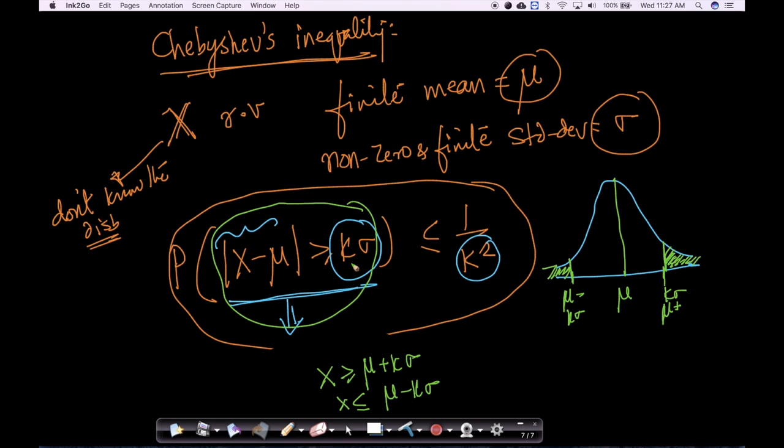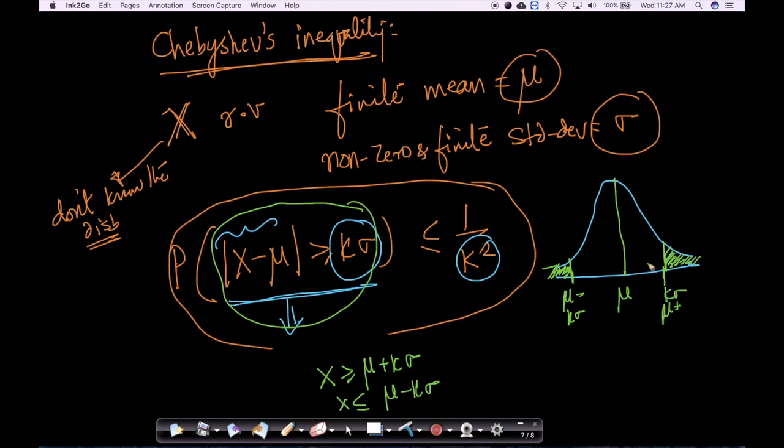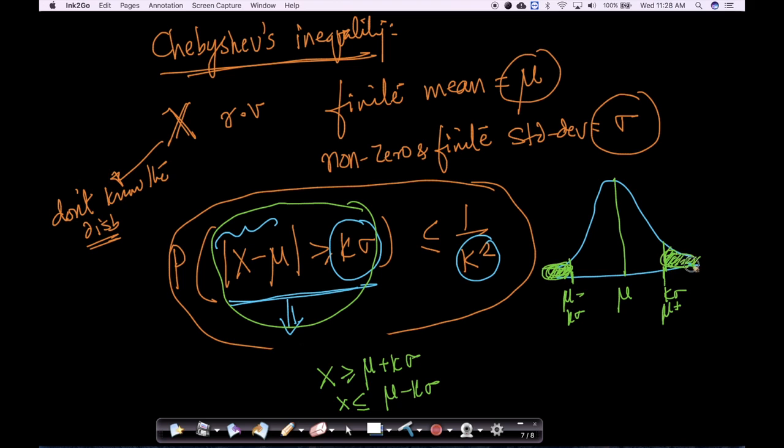So what this is literally saying is the probability of X being greater than or equal to mu plus k sigma, or your X being less than or equal to mu minus k sigma, this whole region, this probability is less than or equal to 1 by k square. That's what it's saying. Or in other words, you can rewrite this. If the probability in this region and this region is less than 1 by k square, not greater than, then the probability in this middle region will be greater than 1 by k square.